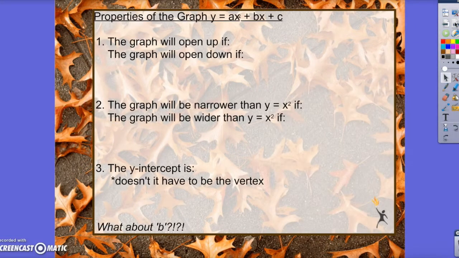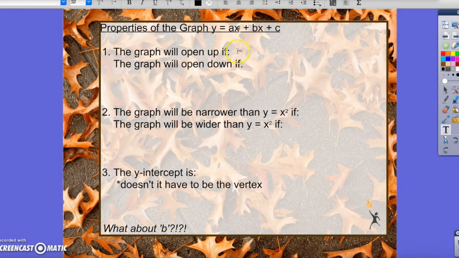So properties of the graph y equals ax squared plus bx plus c. Let's talk about what happens here. The graph will open up if, slide this up here for a second, if a is greater than 0.